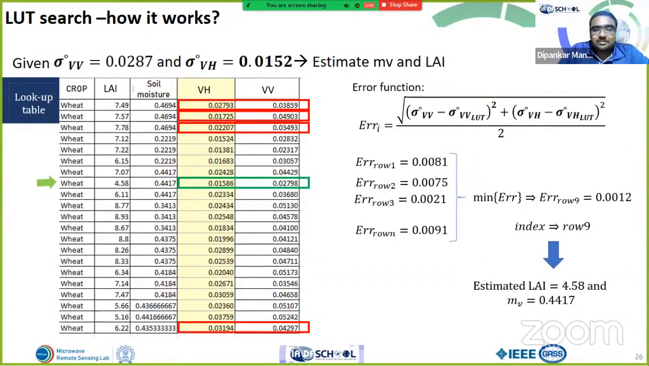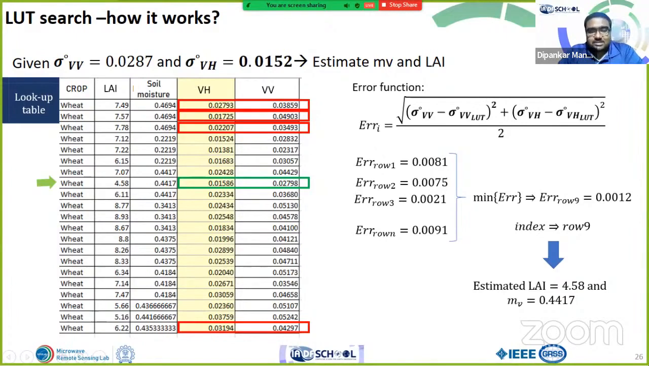So there are different opportunities to work on this inversion method. Like we can change different error functions instead of simple root square error. We can utilize different mean errors or other norms. And we can also look through different minimization algorithms to find the optimum solution.